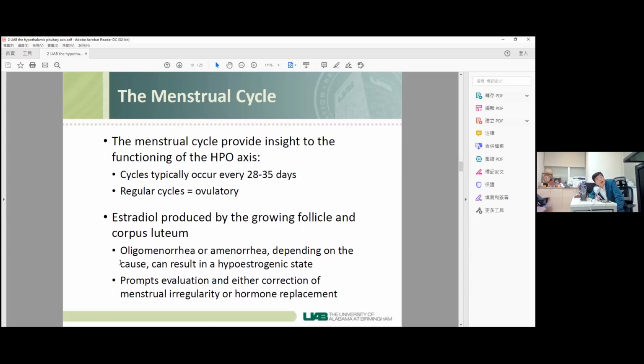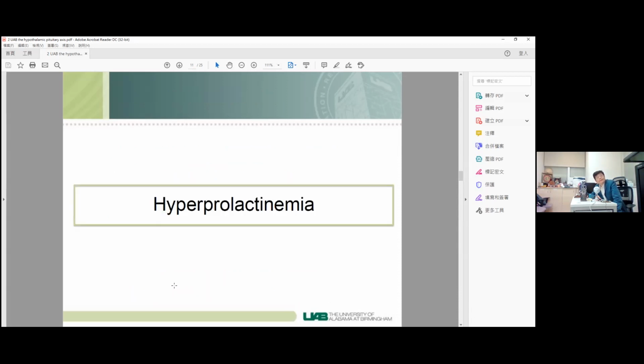And sometimes we have oligomenorrhea, some amenorrhea. Amenorrhea is no menstruation, depending on the cause, without the hypoestrogenic status. So we can check the blood for the FSH and E2 level to see what is going on during the disease. This is a rare disease, hypoprolactinemia. This is not our topic here today.